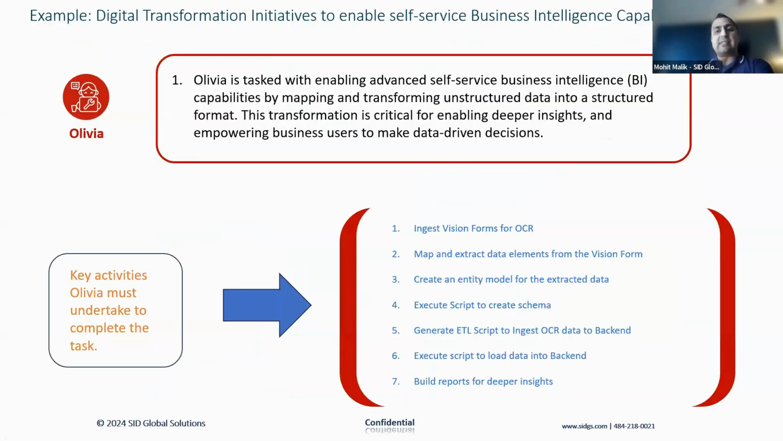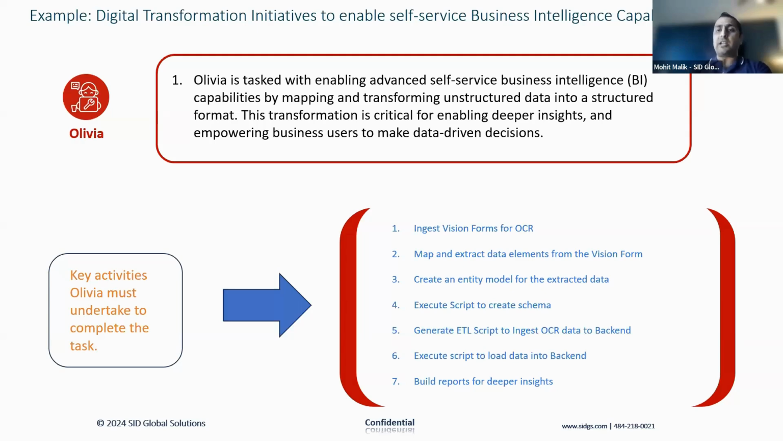So we'll take this example for today, right? Let's say there is a digital transformation initiative. Olivia is a data engineer who is assigned the task to enable advanced self-service business intelligence capabilities by mapping and transforming unstructured data into a structured format, right? And the transformation is critical to enable deeper insights and empower business users, so that they can make data-driven decisions.